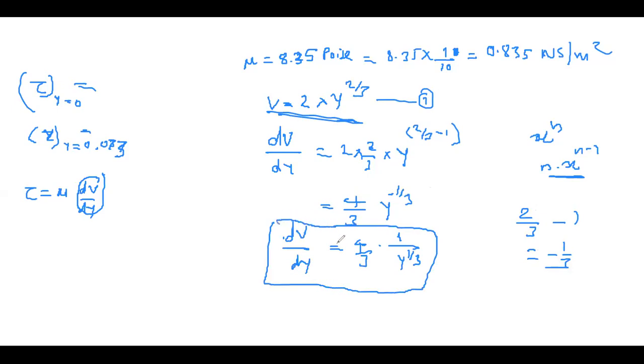Now put this value of dv by dy in the equation, and call this equation number 1. Then we get the equation of tau: tau is equal to mu into 4 by 3 into 1 upon y raised to 1 by 3. Okay, so like this you will get the value. Now put this value of mu.